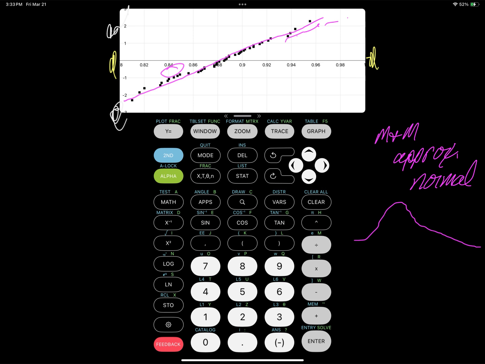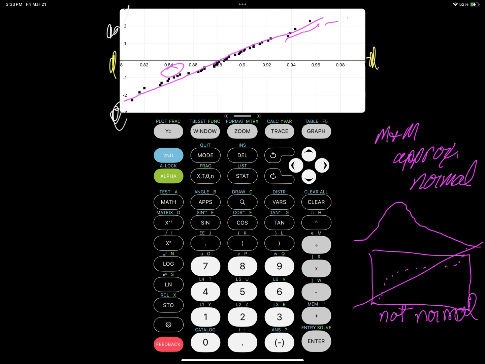Now, I'm not going to do another one of these. But what happens when the data is not normal? Well, when you do your normal quantile plot, you kind of get something like this. And when you draw it, it looks like a little sine curve over the line. If you get something like that, it's distinctly not normal.